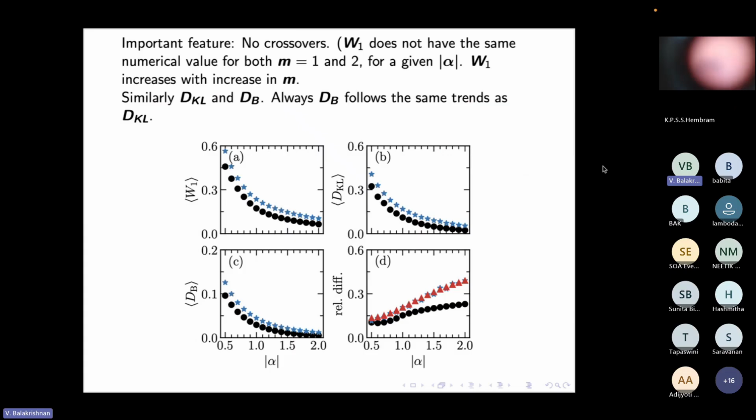The important feature is that there are no crossovers here. W1 does not have the same numerical value for m equals 1 and 2 for a given mod alpha. It simply increases with increase in m. Similarly for DKL and DB. And DB, the Bhattacharyya distance, follows the same trends as DKL. So there is no problem when you add photons to the coherent state at crossover points. That means there is no point where for m equals 1 and m equals 2 addition, these quantifiers have the same numerical value. Such a situation doesn't arise. The m equals 2 plot is higher than the m equals 1 plot always.